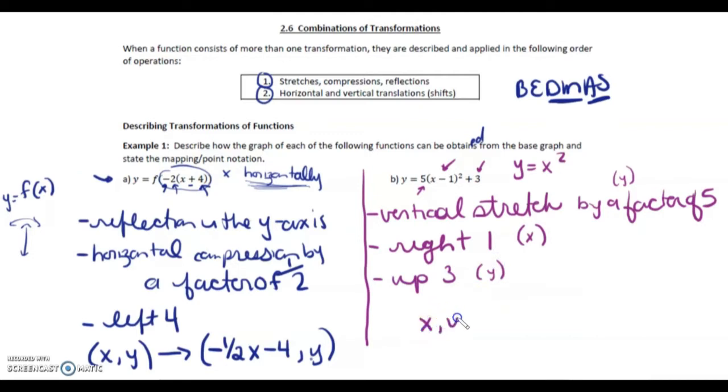So when we take a look at the mapping, okay, first we want to say what's affecting the x value. Well, the x is just going to the right one. So exactly how we would say it, right 1, we would add 1. Now the y value, there's a vertical stretch by a factor of 5. So we're going to multiply every single y value by 5, but then it's also going to move up 3. So then we're going to add 3.